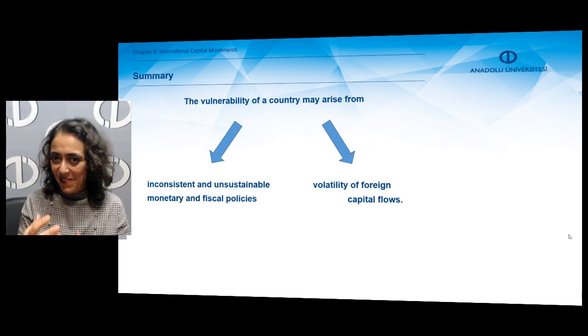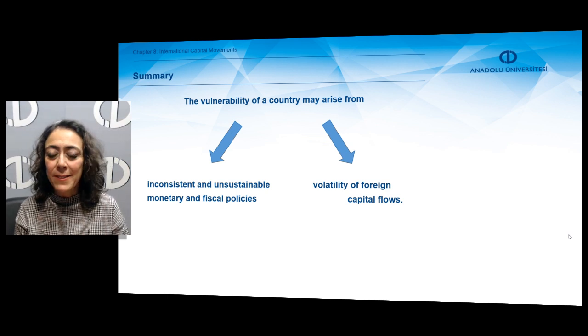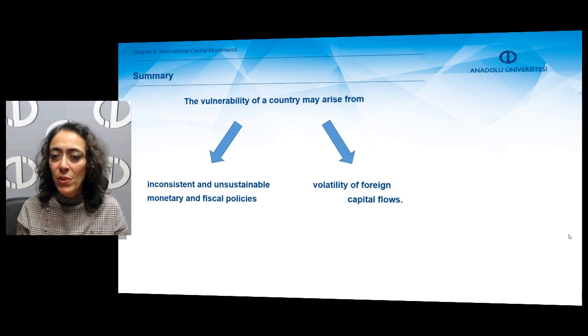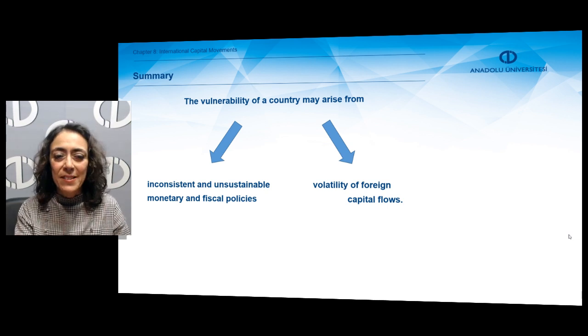Of course, this was a very brief summary of our chapter 8, a very broad explanation, and a lot of information can be found in the chapter.